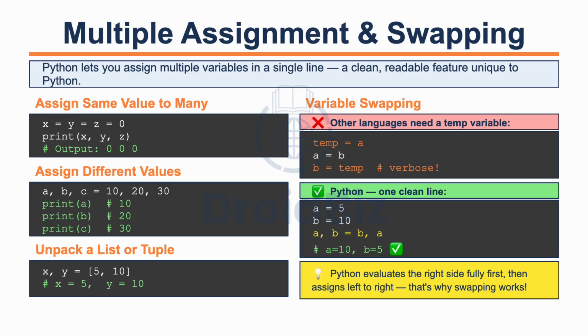Now, let us talk about variable swapping. In most other languages like Java or C++, to swap two variables you need a temporary helper variable. You copy a into temp, copy b into a, then copy temp into b. That is 3 lines just to swap two values. In Python, you can do it in one single line. Write a comma b equals b comma a. That is it.